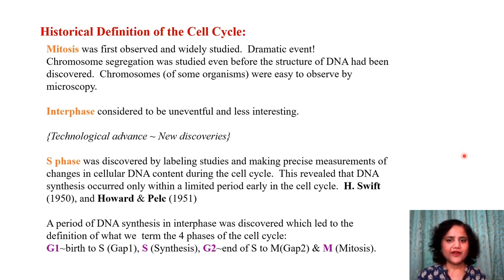So it was found that there is a period of DNA synthesis which occurred only within a limited period of the cell cycle. So this phase was within interphase, and this led to what we now understand as the four phases of the cell cycle. G1, that is from birth to S, S or synthesis phase, where DNA is synthesized. G2, that is the end of S to M or gap 2, and mitosis.